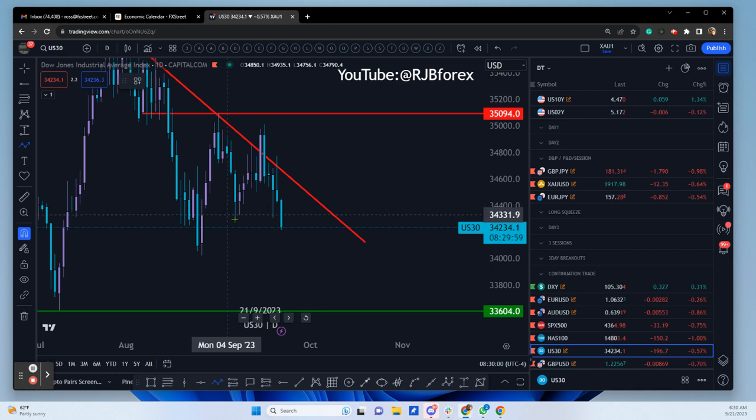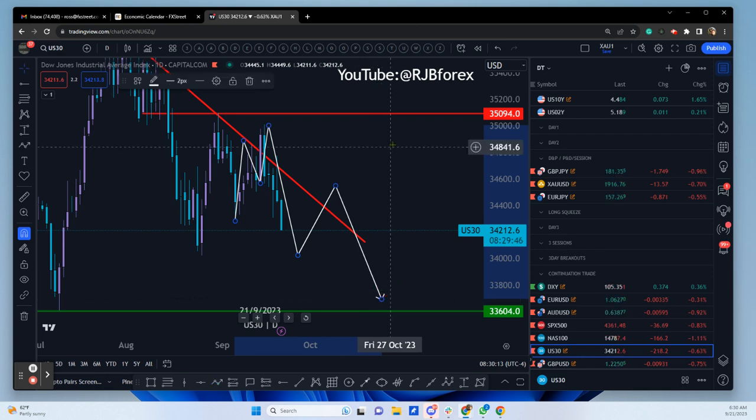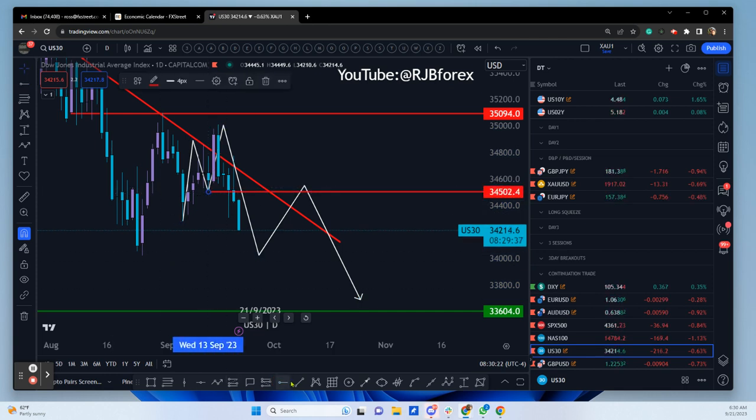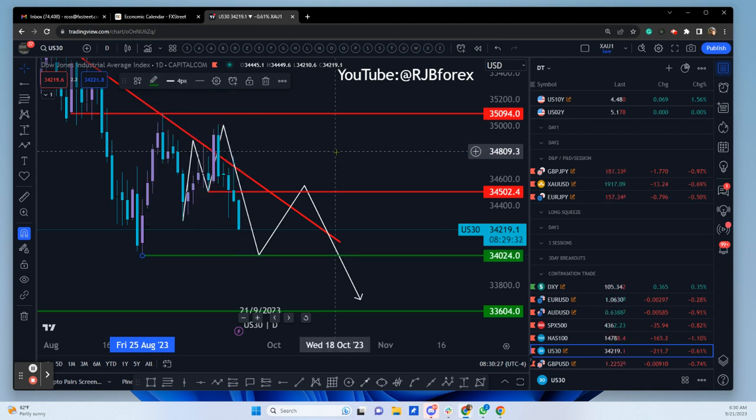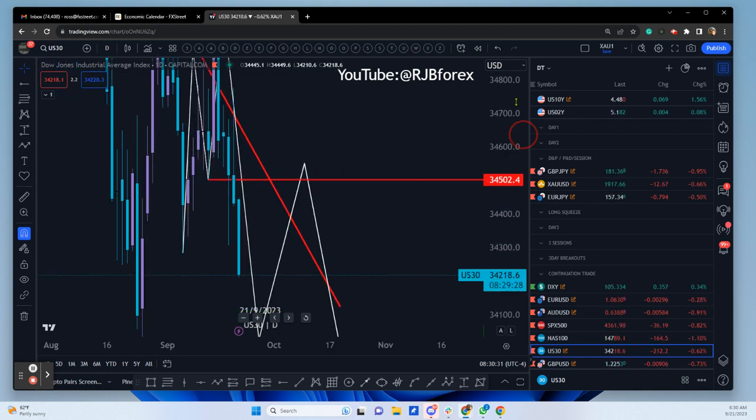Now we've got an M formation. That's not to say that we can't come lower, but just be wary of holding on to anything before we get a pullback and move lower. So M formation, neckline, right? Lows to target. Okay, so looking for these lows.